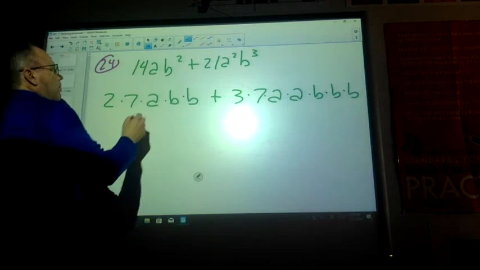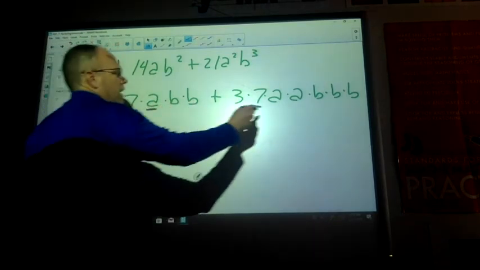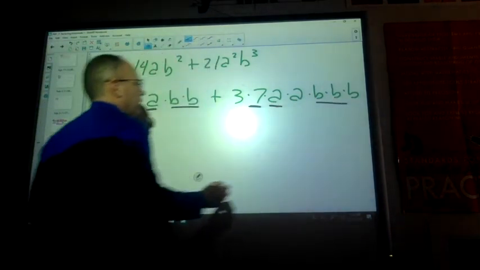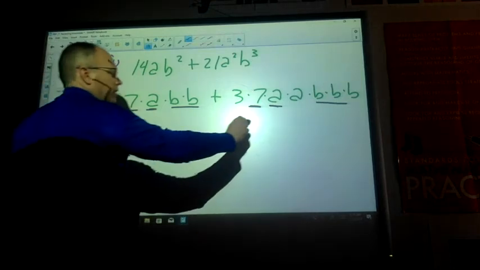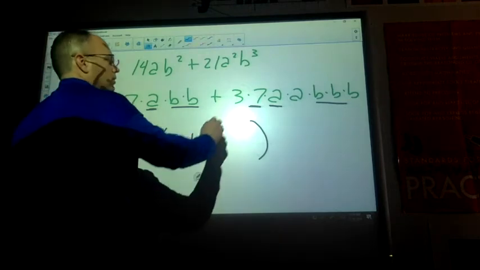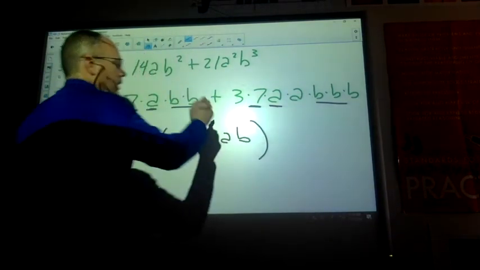So let's mark up what we have. I have a 7 and a 7, an A and an A. I got these two B's and these two B's. So that means that 7AB squared is the greatest common factor. I have a 2 left here, plus I have a 3AB here. Done.